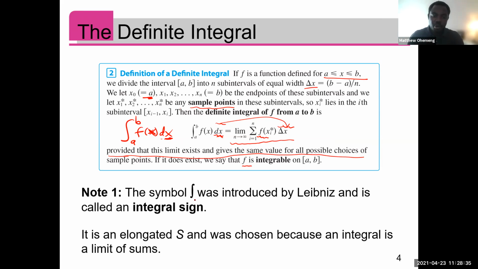Okay. Now, the symbol, the elongated s here, is called the integral sign. It was introduced by Leibniz, you all remember Leibniz, one of the fathers of calculus. Isaac Newton was the other one who was credited, but Leibniz is the one who brought this symbol. So it's more like an elongated s, which stands for sum. It's a limit of sums. So that's the definite integral.